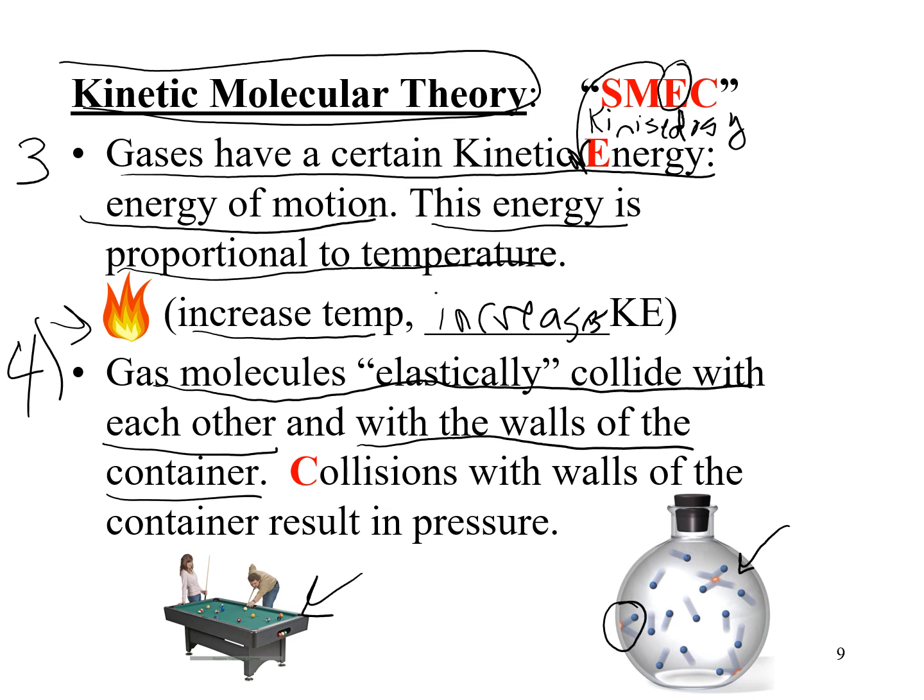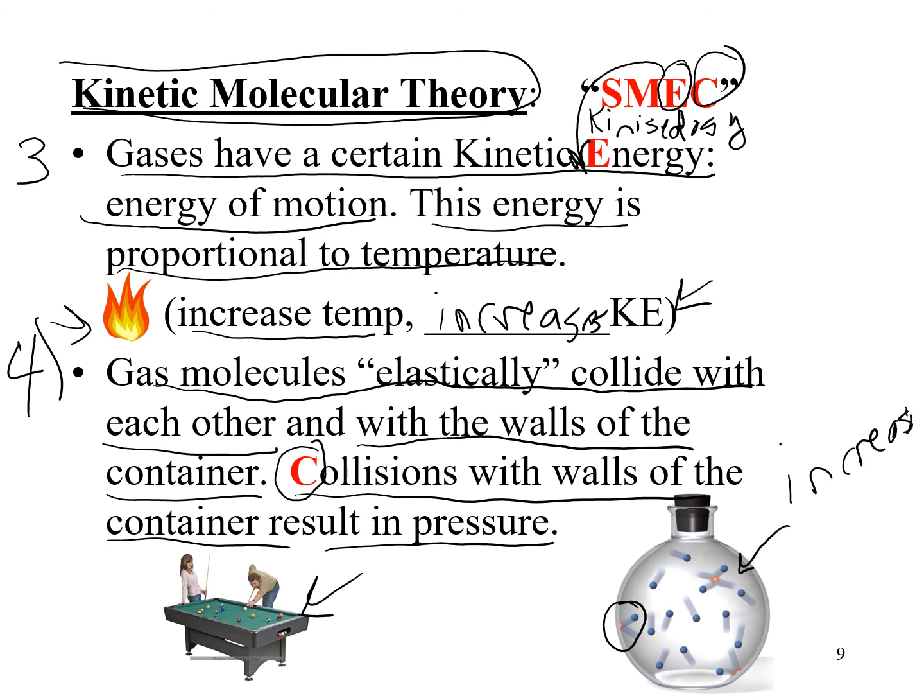When the gas molecules collide with the walls of the container, that results in pressure. So for the fourth point, remember C in SMEC stands for collisions, and these collisions result in an increase in pressure. Now, sometimes on hot days, you may have seen people on the side of the road with flat tires. This can be because of the hot weather, you're increasing the motion of those molecules. So by increasing temperature, you're going to end up increasing the pressure as well.